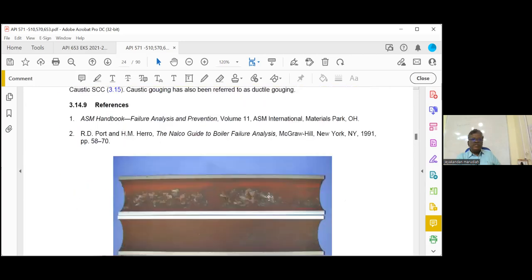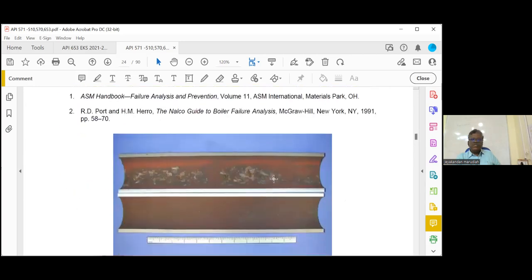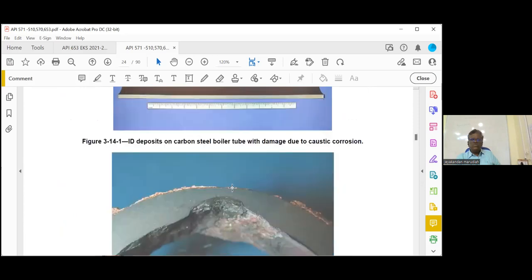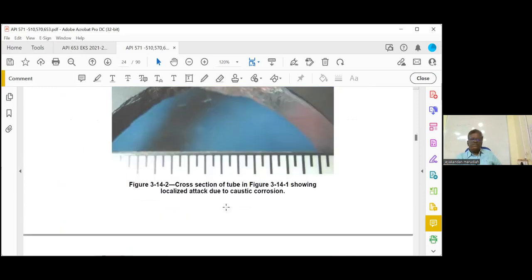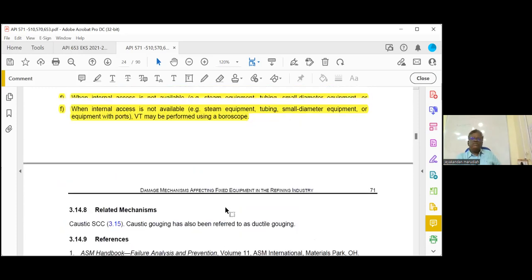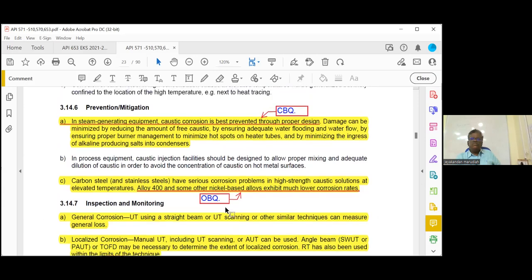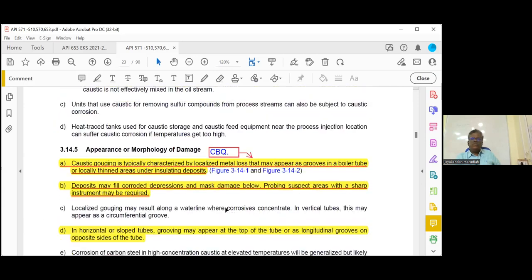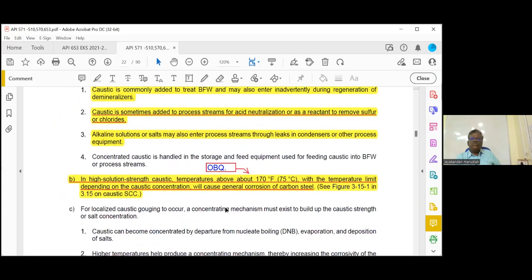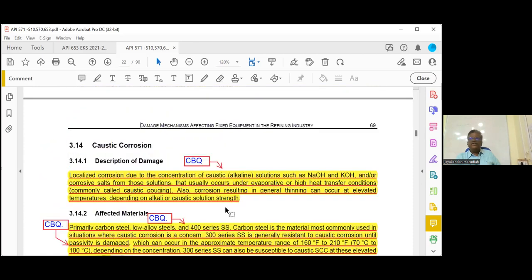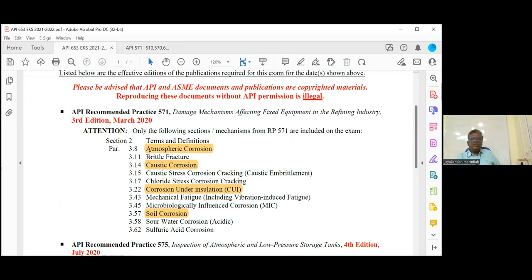Then NDT, nothing is there. So this is how the grooving appears through corrosion. If you see the cross section, it will appear like this. So 1, 2, 3, 4, 5, 6, 7, 8, 9 questions we marked. Next one, we will go to microbiologically influenced corrosion, MIC.